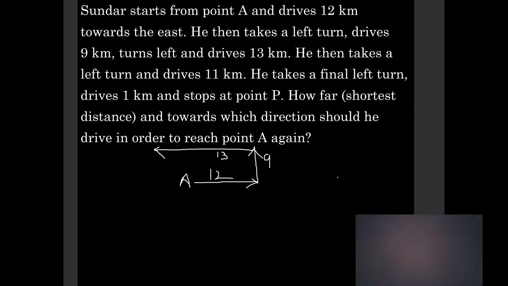Okay, this is 13. Next, he then takes a left turn and drives 11 kilometers. Again, from there he is taking a left turn. So that arrow mark should be in front of you. You can turn your book where you are solving this one. He takes a left turn and drives 11 kilometers. So from here, left means south direction. So he is driving 11 kilometers. So small extension to that 9 kilometers. Till this point it is 9. You can consider this one as 2.